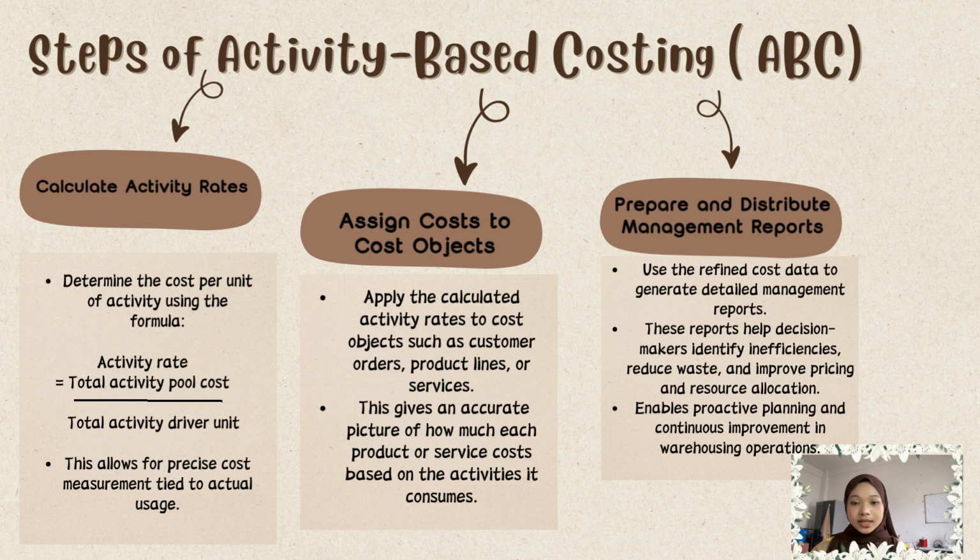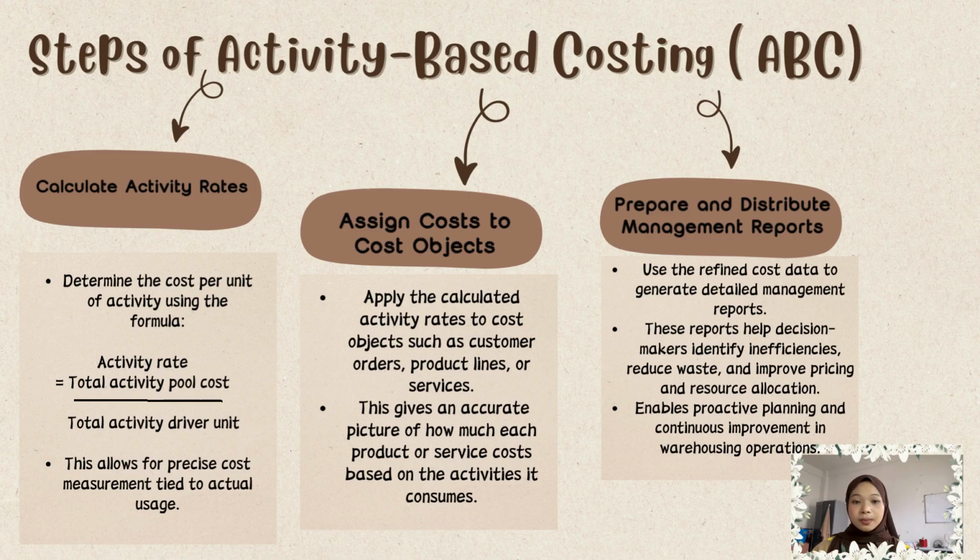Apart from that is calculate activity rate. With the total cost assigned, we calculate the cost per unit of activity. The formula is straightforward: total cost of the activity pool divided by the total units of the activity driver. For instance, if storage inventory costs are 100,000 ringgit and involve 10,000 pallet days, the activity rate is 10 ringgit per pallet day.